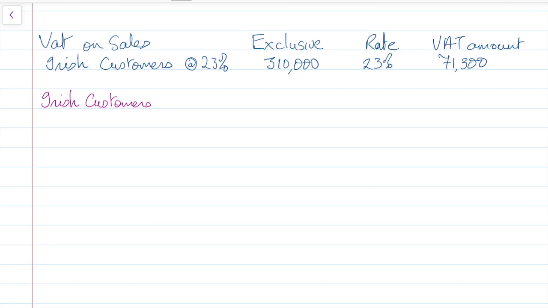We then had Irish customers at 13.5%, and the relevant amount there before VAT was €40,000. Again, it's already down there, 13.5% VAT, and therefore the VAT charge there was €5,400.